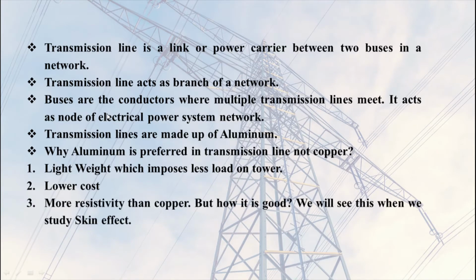But having more resistivity is negative or bad for a conductor. Then why do we use aluminium in spite of its high resistivity? How is it advantageous? I will tell you all this in my upcoming lecture. Fourth reason for using aluminium is corona is less in aluminium conductor. Now we see why corona is less in aluminium.